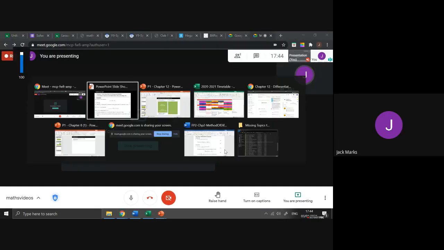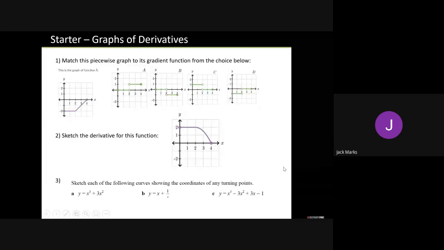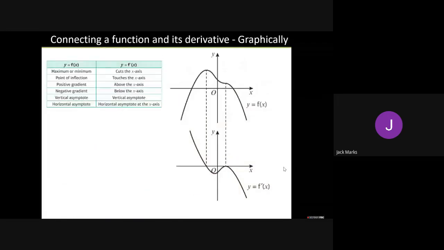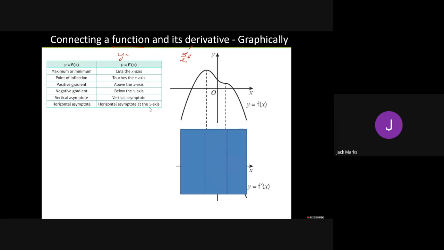Okay, so for the last video, we're going to talk about understanding the connection between a function and its derivative. So a function, I just mean like y equals. Its derivative, I just mean the dy dx thing. And then we're going to look at optimization as well. So let's just close that one up there and let's just have a think about what's going on here.